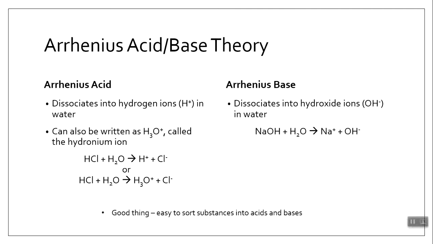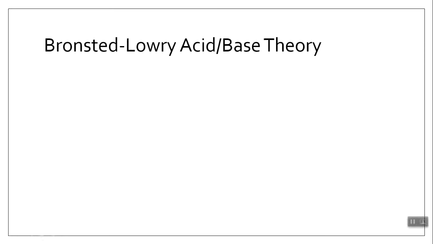Now, the good thing is that by this theory, it's easy to figure out which substances are acids and which substances are bases, right? So if it has a hydrogen and it begins with hydrogen, we label it as an acid. If it ends with a hydroxide or it contains a hydroxide, we label it as a base. However, not all bases actually contain hydroxide. For example, some carbonates we define as bases. And so that leads us to our second theory, the Bronsted-Lowry acid, Bronsted-Lowry base theory.